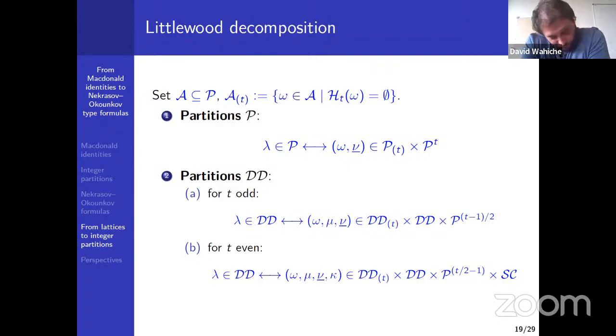So the Littlewood decomposition is a bijective map between partitions on the one hand and a couple of a t-core partition and a tuple of integer partitions on the other hand. So this is called the t-core. I recall that the t-core is a partition with no hook equal to t. And this is the t-quotient, which can be thought of as t independent partitions.